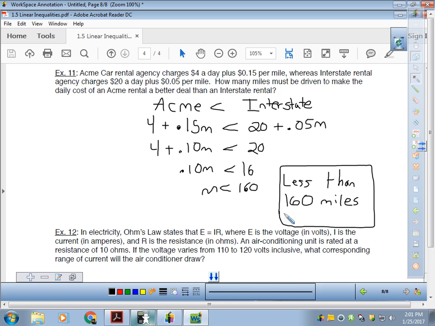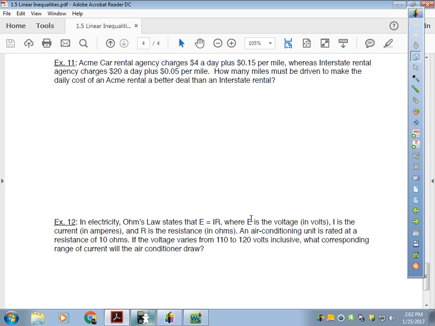But there's our answer. If you drive less than 160 miles, Acme is the better deal. When you hit 160, they're actually equal. And if you go bigger than 160, then interstate becomes the better deal. Okay, so there's our answer for that one. All right, our last one.